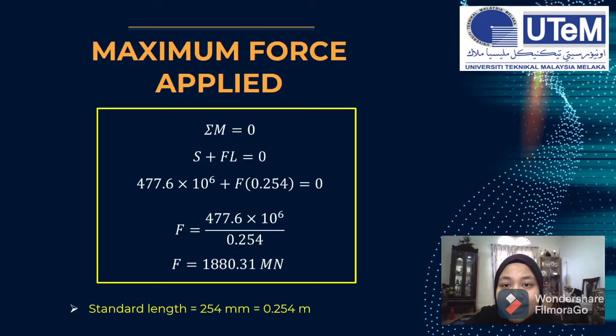Next, we calculate the maximum force applied using the moment equation, which is torque equals force multiplied by length. So we take the standard length of the wrench, which is 254 millimeters. So we get the maximum force applied, which is 1880.31 meganewton.